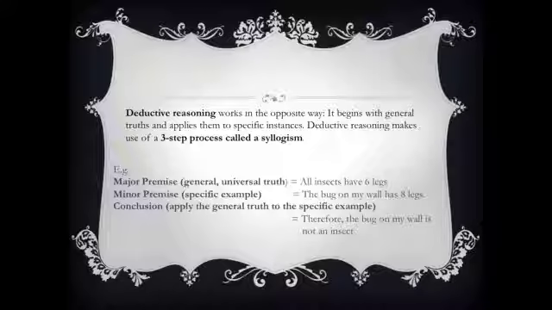Well, I can apply the one to the other and come to the conclusion that the bug on the wall is not an insect. And that is correct. The bug on the wall might be something else. Maybe it's an arachnid, like a spider, which is an arachnid. But it is definitely not an insect. So that is how a syllogism works. That's how deductive reasoning works.